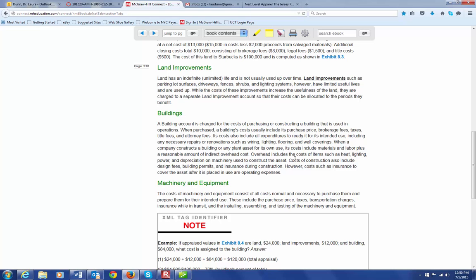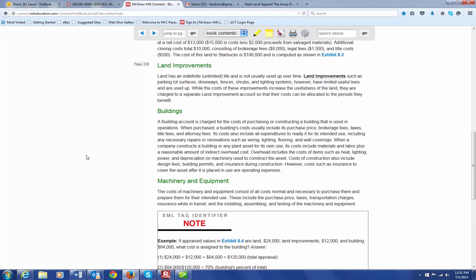Now, overhead includes the cost of items like heat and lighting and power and depreciation on machinery used to construct the assets. Cost of construction also include design fees, building permits, insurance during construction. However, costs such as insurance to cover the asset after it is placed in use is not part of the cost of the building. It's an operating expense. So these other costs are included because it's to get the building into the condition it needs to be in to be able to use it to start producing revenue. But the kinds of costs that you have after it's in place could be charged to operating expenses depending on what we're talking about.